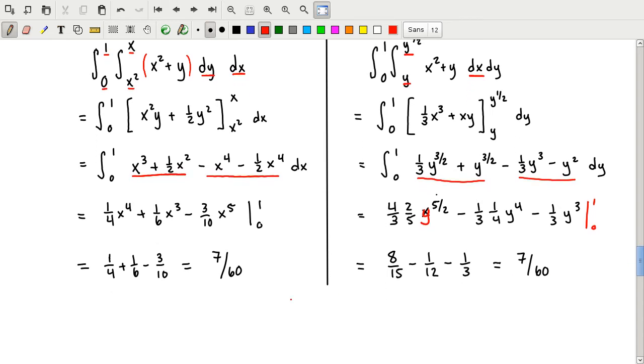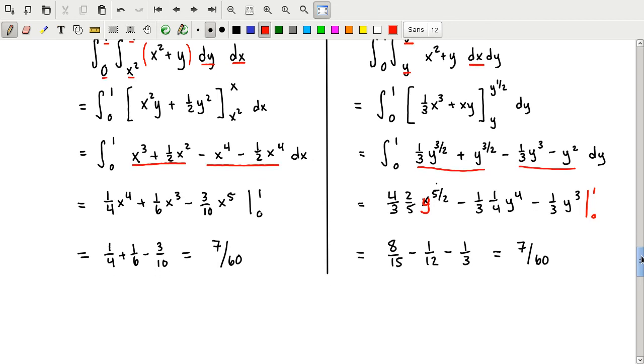I'll note that not every problem can be done both ways. This was just an example, both showing us how to set up these integrals and pointing out the fact that sometimes you can do it two ways, but many problems can only be done one way.